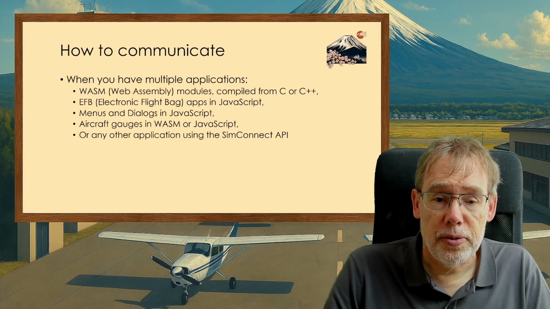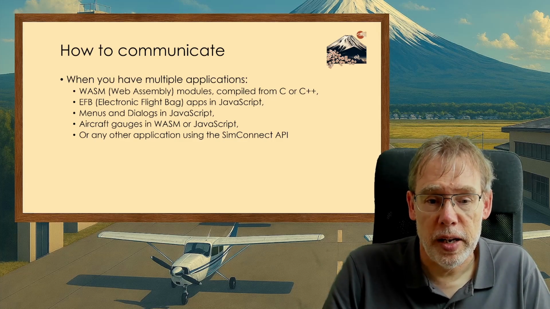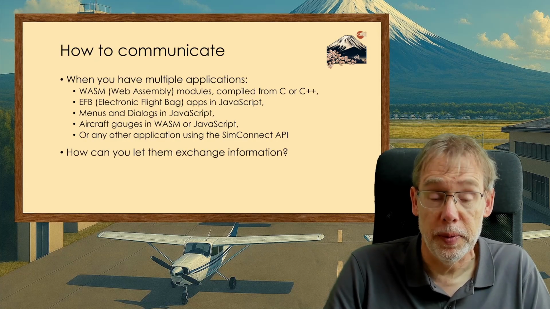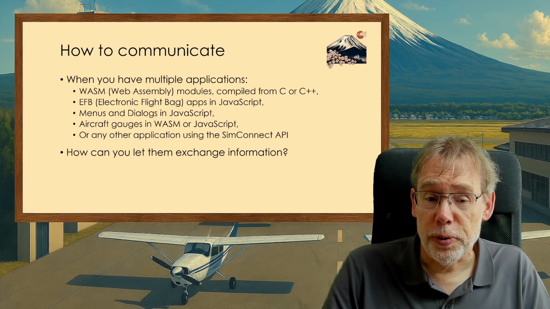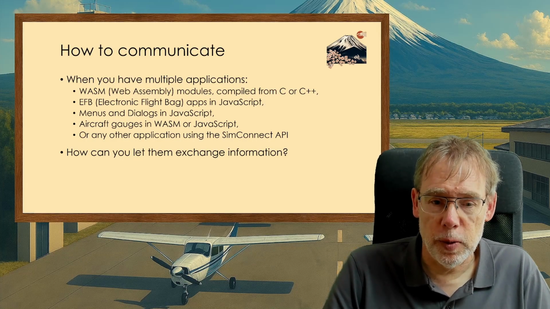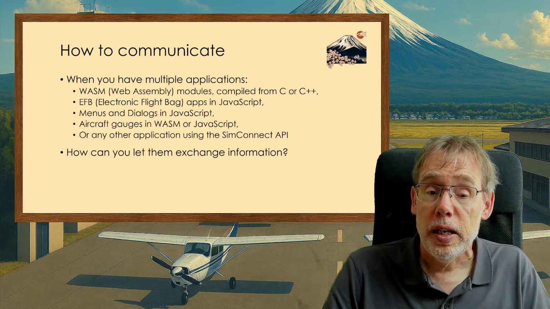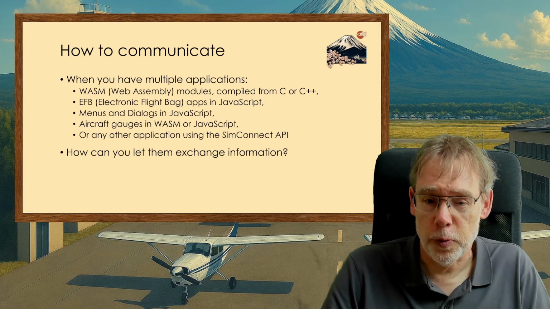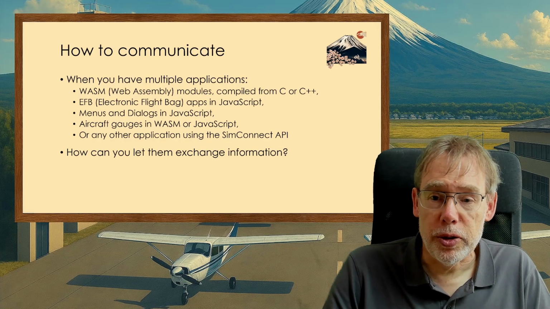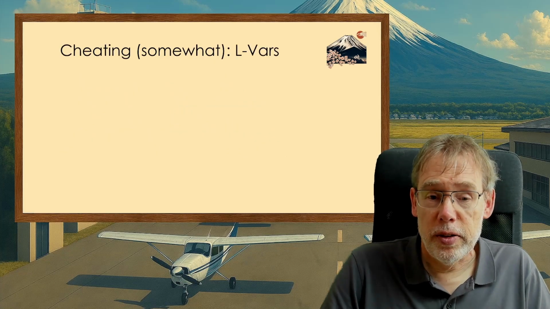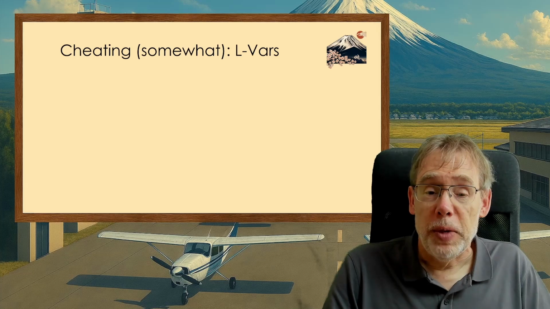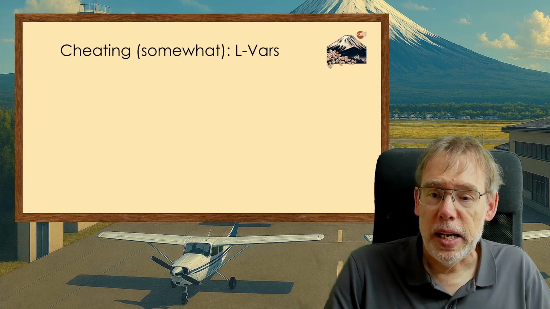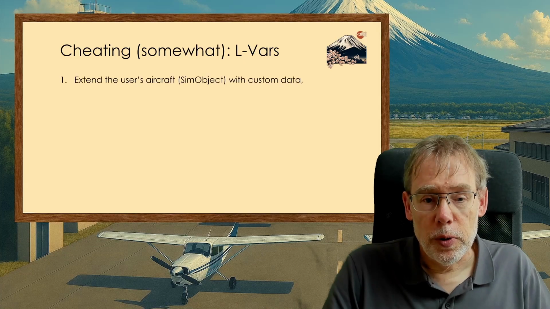So if you have some of these or a mix of these and you want to provide a way to communicate between all of them, how can you do that? Because of course, it's not just about communicating with your other modules, it's also allowing communication towards other people's software. So let's start with the oldest alternative that we have. And I call that somewhat cheating, because L-Vars weren't really made for this, although they did end up being used for it. So what do?